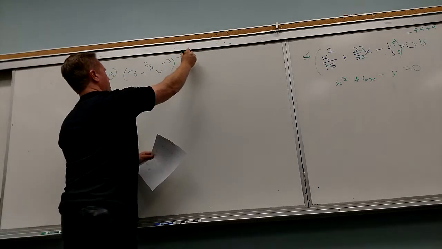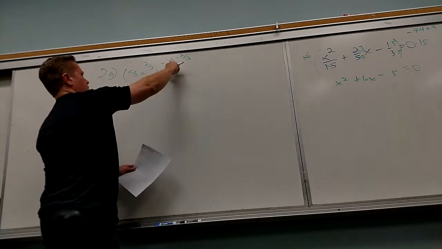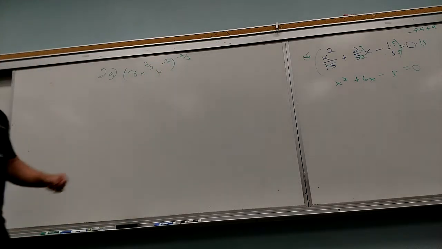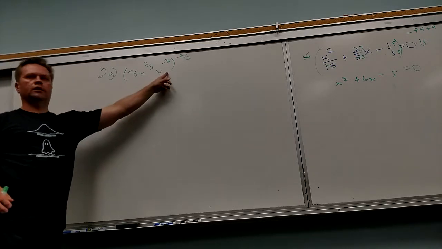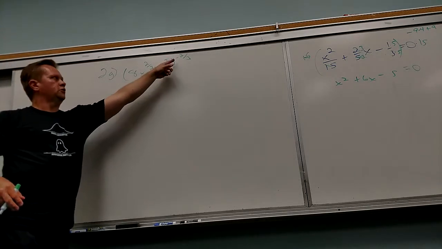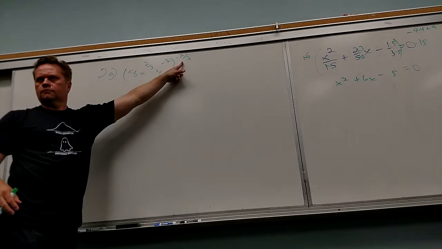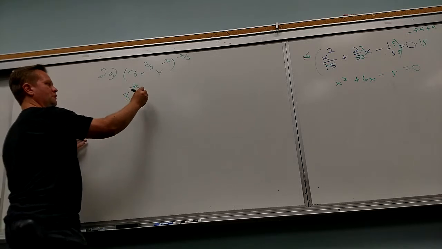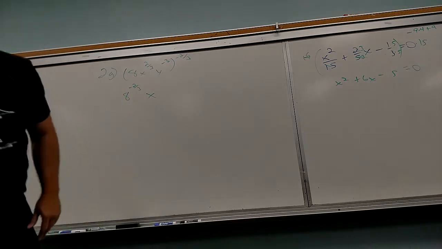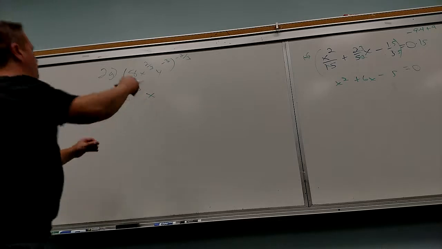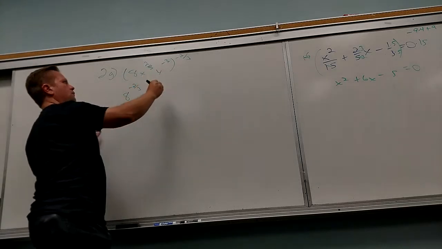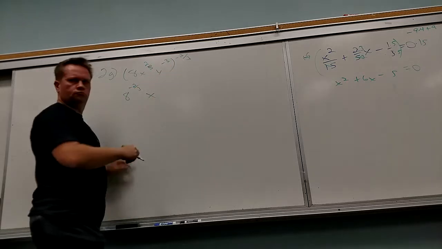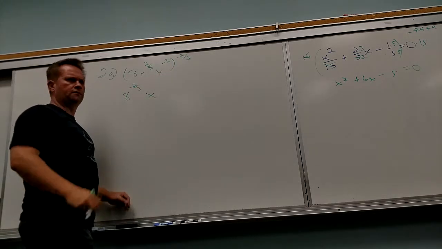So here's how you can be really nice to yourself. Can't do anything in here, really. So what do you do with this? Distribute it. So the 8 gets it. 2/5, yeah, thank you. What do you do with these powers? Multiply them.